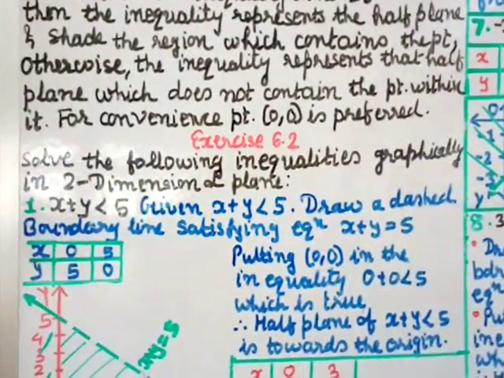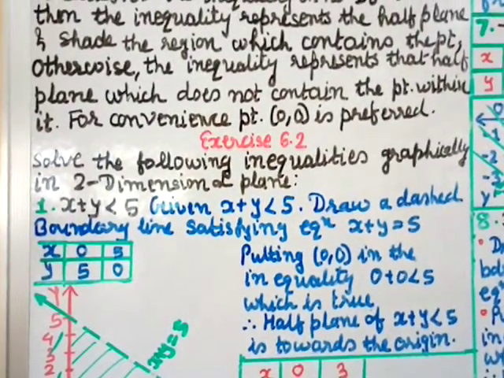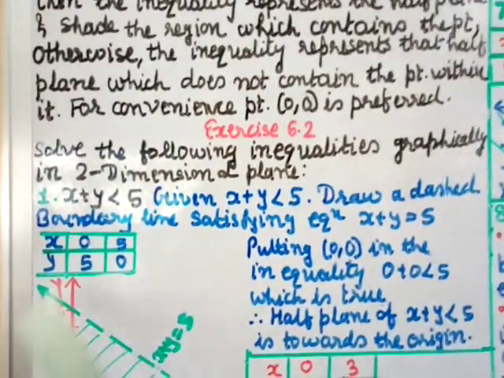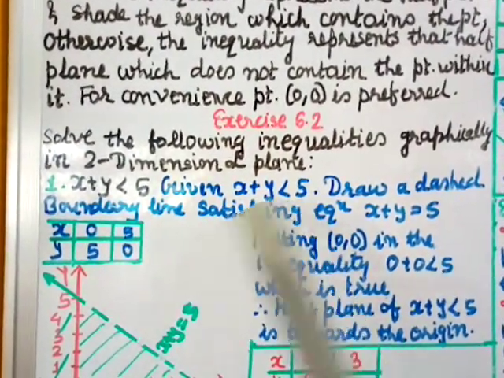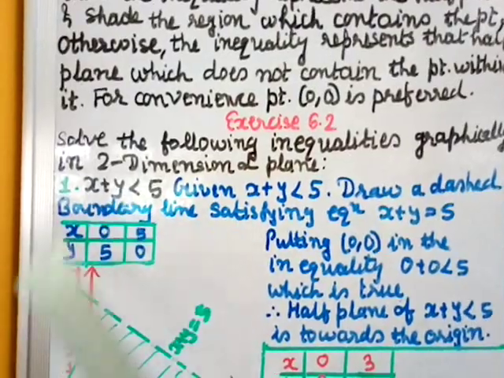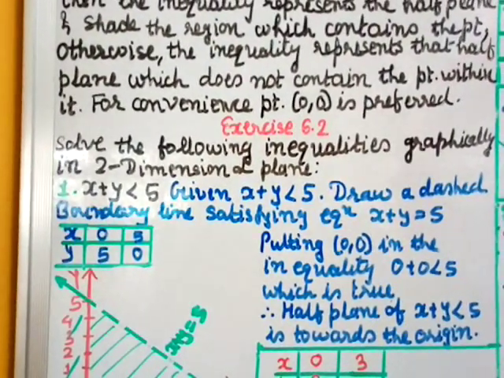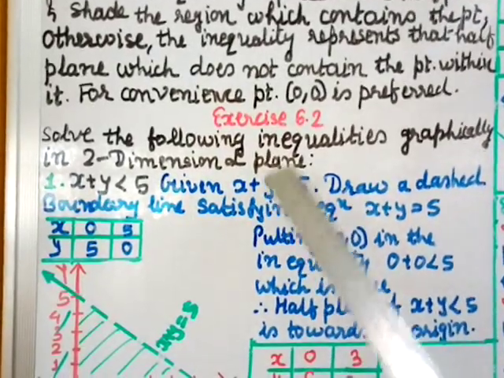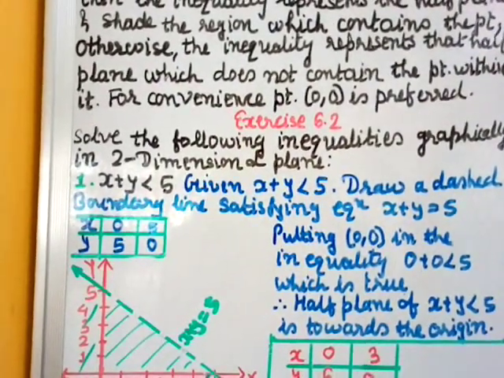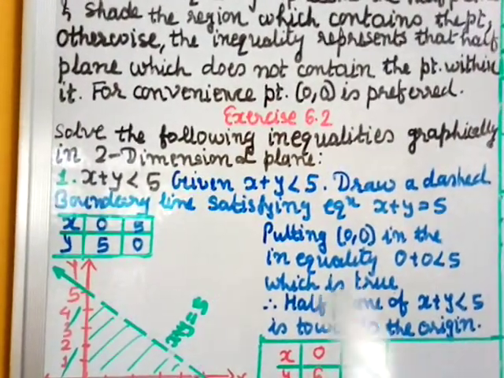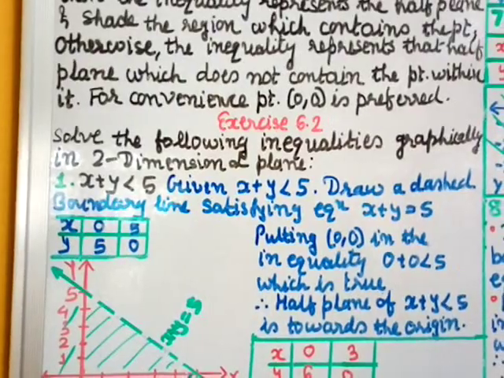Exercise 6.2. Solve the following inequalities graphically in a two-dimensional plane. Question number 1. x plus y less than 5. Here you are given x plus y less than 5. Now here it is only less than, so when you draw the line x plus y equal to 5, you will draw a dashed line. But suppose the sign were less than or equal to, then you would have to draw a dark line or solid boundary. Since it is strictly less than, you will draw a dotted or dashed line.